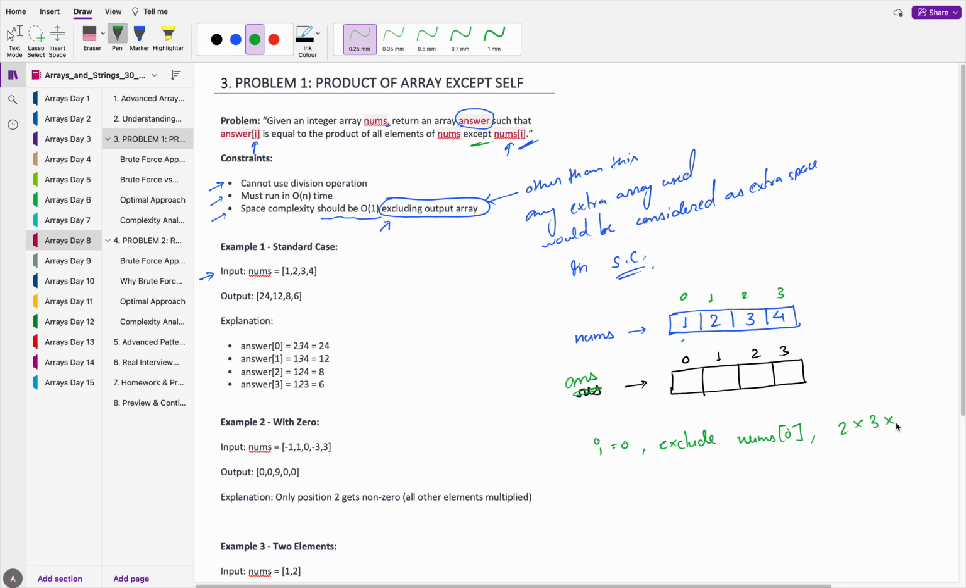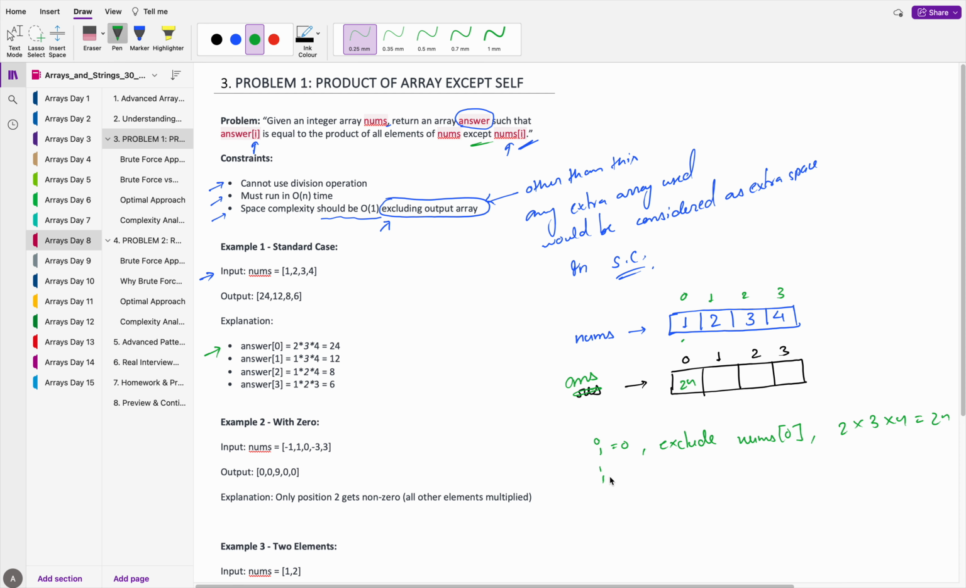2 multiplied by 3 multiplied by 4 equals 24. That's what they have written here. Answer[0] equals 2 multiplied by 3 multiplied by 4. I think multiplication is not given here directly, so let me just fix this. These will be 2 multiplied by 3 multiplied by 4, 24. Then here 1 multiplied by 3 multiplied by 4, 12. 1 multiplied by 2 multiplied by 4, 8. 1 multiplied by 2 multiplied by 3, so 3 would become 6. Okay, let me show it to you properly. So 24 came. We'll put 24 here.